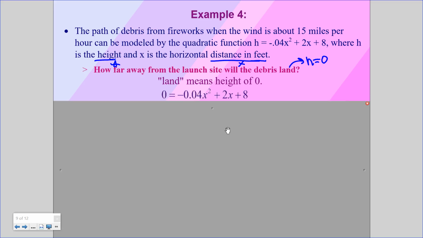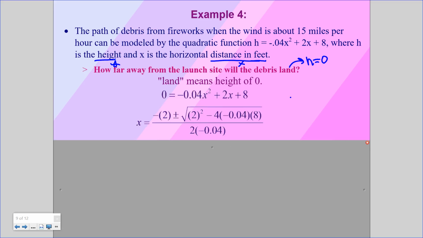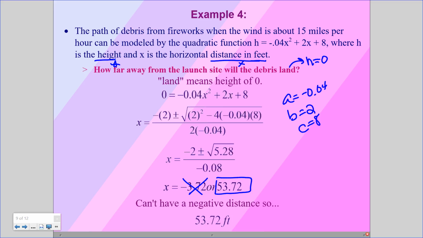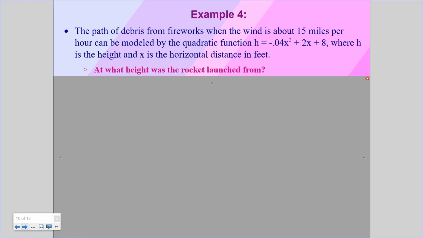Okay, so you replaced h with 0, a, b, and c you found to be negative 0.04, b was 2, c was 8, and replaced all those into your quadratic formula. And you should have gotten these 2 values for x. Now remember, x is a unit of, in this case, feet, a distance, and we never measure distance in negative amounts, so this solution does not make sense. The only solution that makes sense is 53.72 feet. So how far away would it be from the launch site? It would be 53.72 feet away from the launch site.